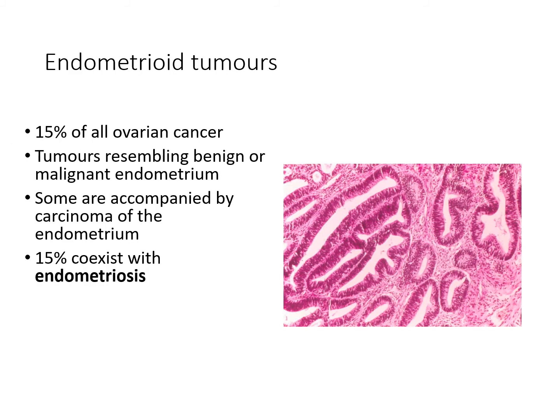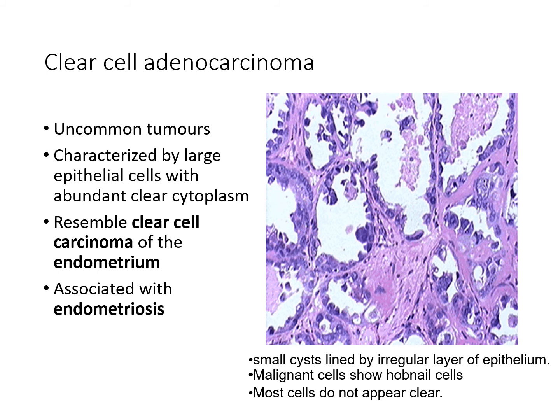The third type of epithelial ovarian tumor is endometrioid tumors, and they resemble the endometrium, whether benign or malignant. Some of them are accompanied by carcinoma of the endometrium, and some coexist with endometriosis. Another type of epithelial tumor is clear cell adenocarcinoma, which is characterized by large epithelial cells with abundant clear cytoplasm, hence the name. It resembles the clear cell carcinoma of the endometrium and again associated with endometriosis.